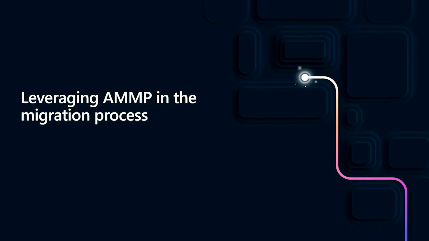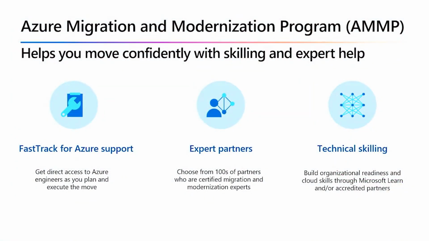Let's continue with leveraging Azure Migration and Modernization program in the migration process for our last lesson for this module. The AMMP helps accelerate migrations to the cloud with additional support throughout each stage of the process. You'll be able to get fast-tracked to Azure engineers to help you plan your move, get access to expert partners who are migration and modernization experts, and build your organization readiness and cloud skills via Microsoft Learn and accredited partners.